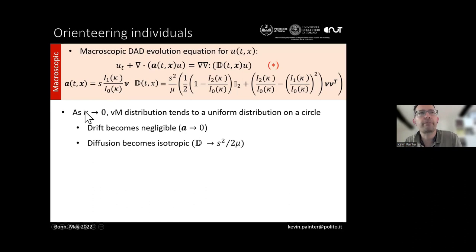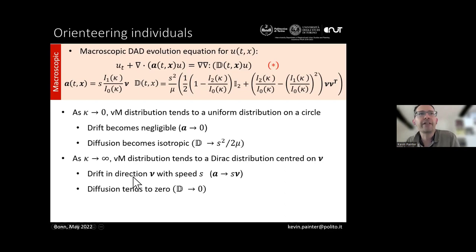If we set the concentration parameter kappa to zero, then that von Mises distribution just becomes a uniform distribution on a circle. The drift becomes negligible, the diffusion becomes isotropic, and we just get an isotropic diffusion equation at the macroscopic limit.